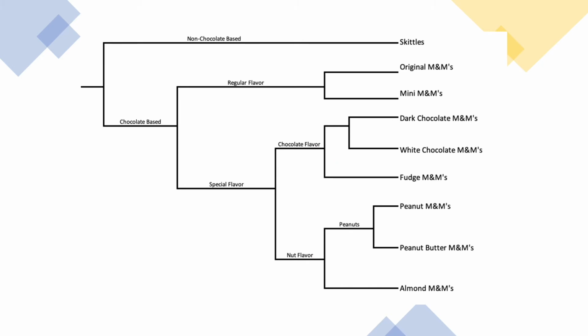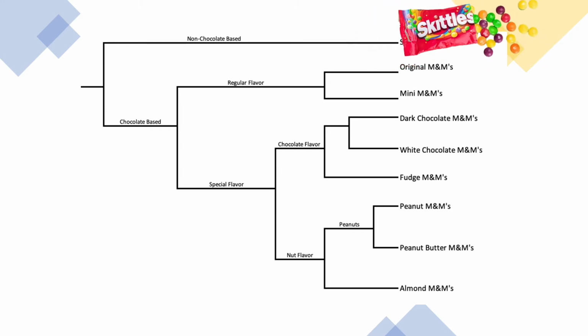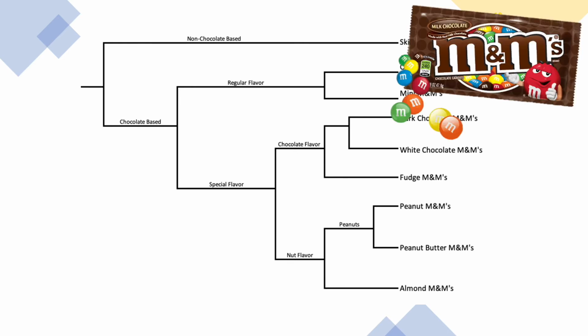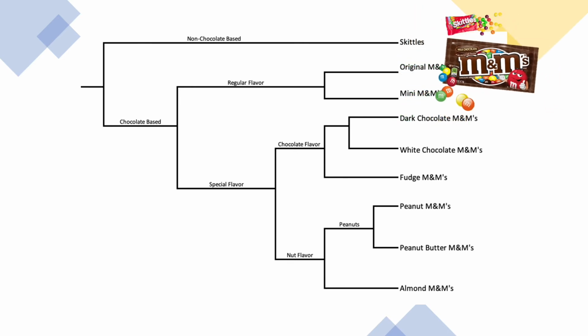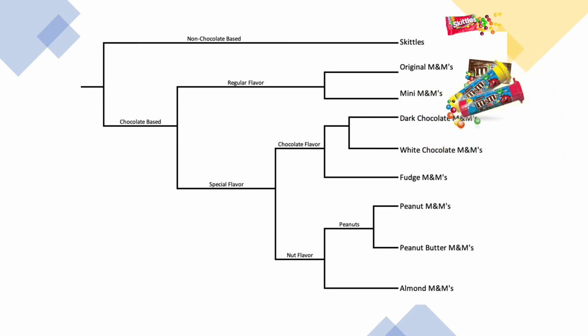Now we can finally take a look at the phylogenetic tree itself and determine the divergence events. The first divergence event split the non-chocolate circular candy Skittles from our chocolate-based circular candies, M&Ms. The next divergence event split the M&Ms by base flavor, regular versus special. Original M&Ms and mini M&Ms are both the same flavor and taste the same, but they are just different sizes, and thus their most recent common ancestor evolved into regular flavored M&Ms, and they are closely related.